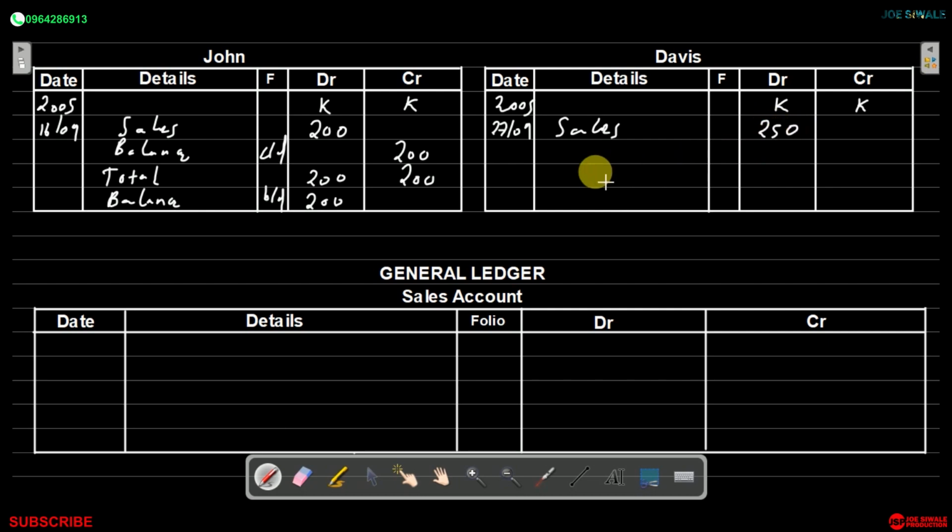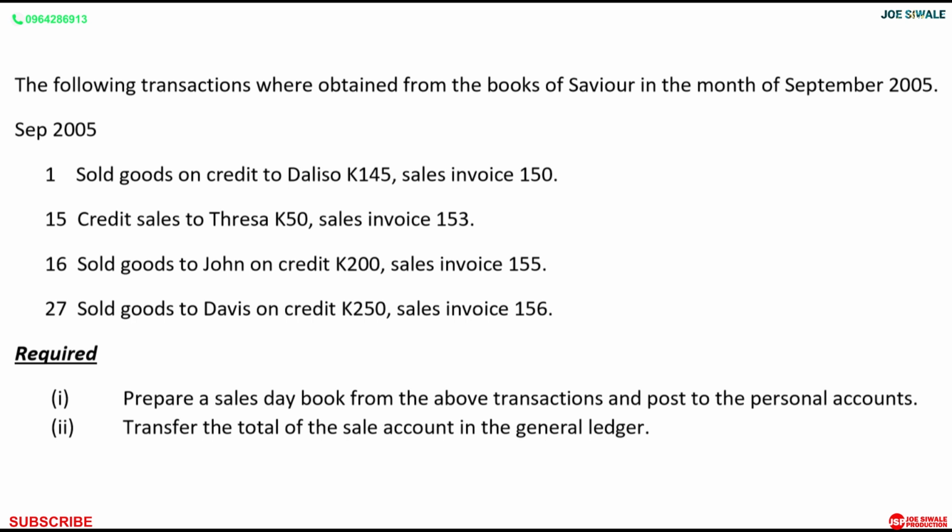So we're going to find our total, we're going to find our balance carried down, we're going to find our balance brought down. So the total there is 250 on the debit side and 250 on the credit side. So the balance carried down is going to be shown on the credit side as 250 there. Then the balance brought down is going to be shown on the debit side as 250. So Loma number 2 reads, transfer the total of the sales account in the general ledger.